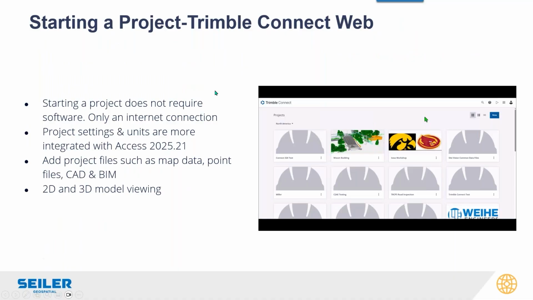So back to starting a project. I could start in TBC, I could start it in the cloud, I can even start it on the data collector. But in this example, I'm a manager in a far off office who needs to get the project started. I don't need software, I just need an internet connection. Obviously I need an account. As we start this project, I can even do things like set project settings and coordinate systems, especially with the Access 2025.21 release in December. There are some enhancements with Connect where we can set project settings a little easier now. And then obviously dump CAD files, whatever they are, CAD, BIM, whatever it needs to be.